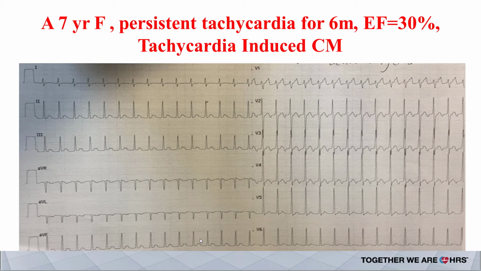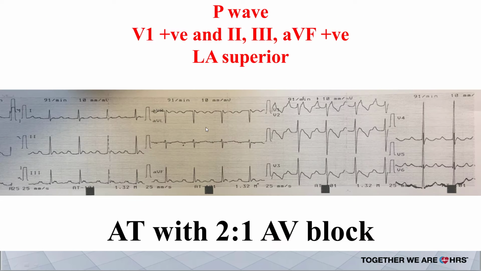This is the ECG presented to us for this girl, and we look at V1 and we can see that the P wave is positive. So this is left side. And we looked at the limb leads and they are all positive. So this is a focus from the left side, high up, from the left atrium high up.